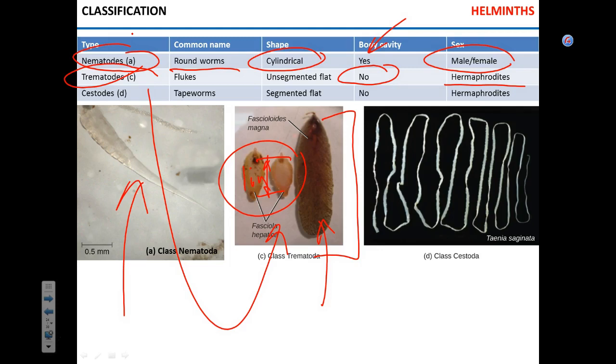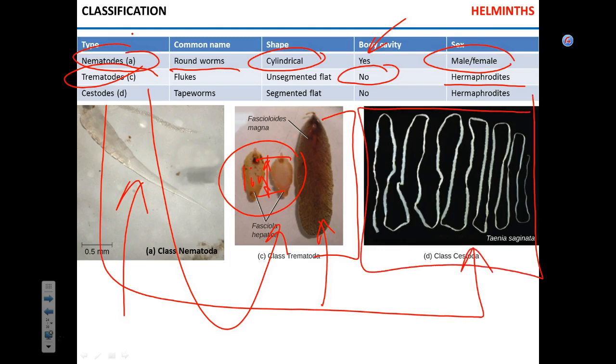And finally, cestodes, or segmented tapeworms. This is the beef tapeworm, Taenia saginata. They're flat, they're very primitive, no organ systems, no body cavity, and they are all hermaphroditic worms as well. Got it?